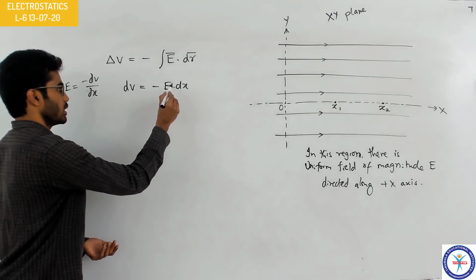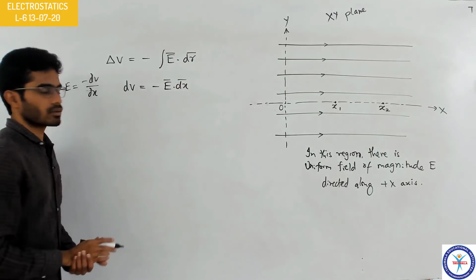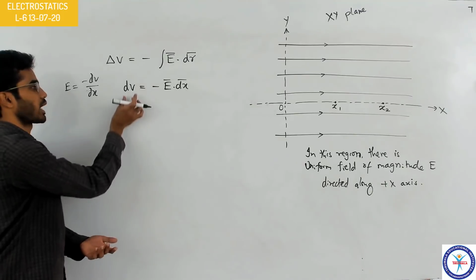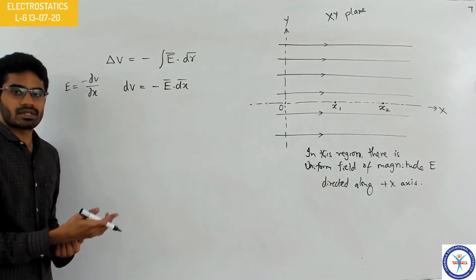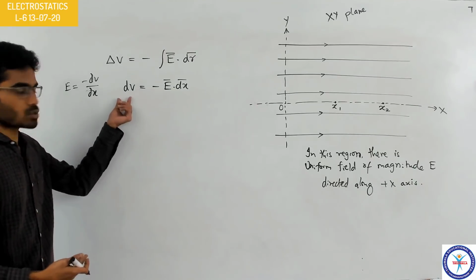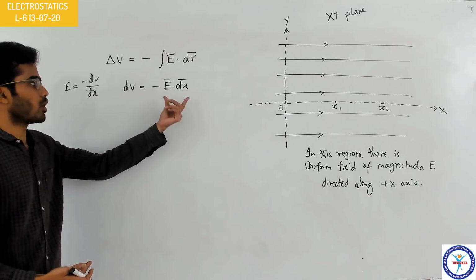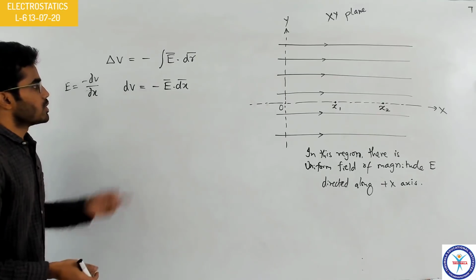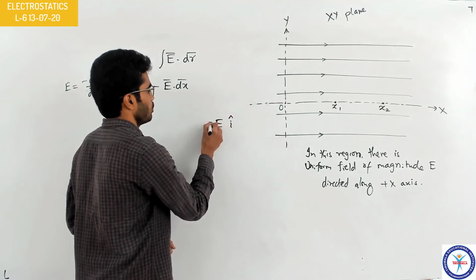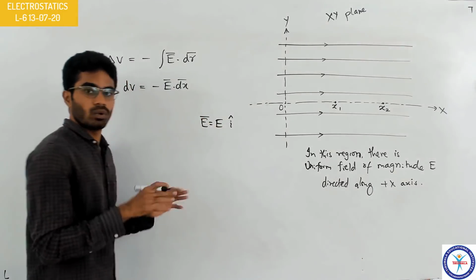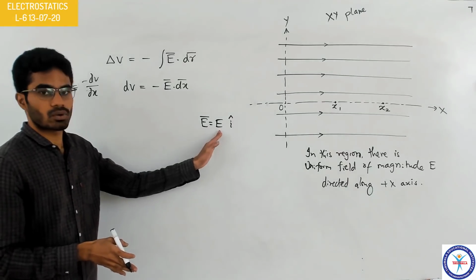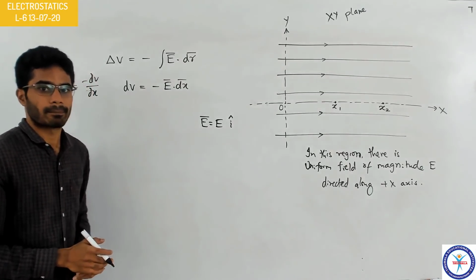Since we have only one dimension, I am directly writing it as dV equals minus E dx. But this is E bar dot dx bar, the dot product of these two vectors, so that it becomes a scalar. Potential is a scalar, the difference in potential is also a scalar, so you should obtain a scalar. We are using a dot product here. So what is E bar here? It is written as E i cap, since the field is present only along the x-axis, with some magnitude in a particular direction i cap.